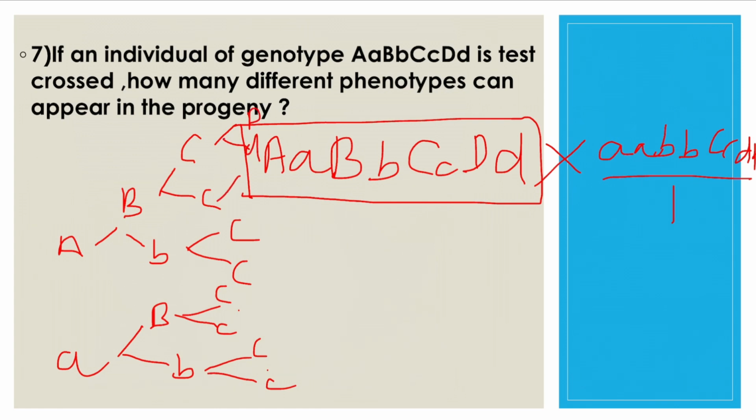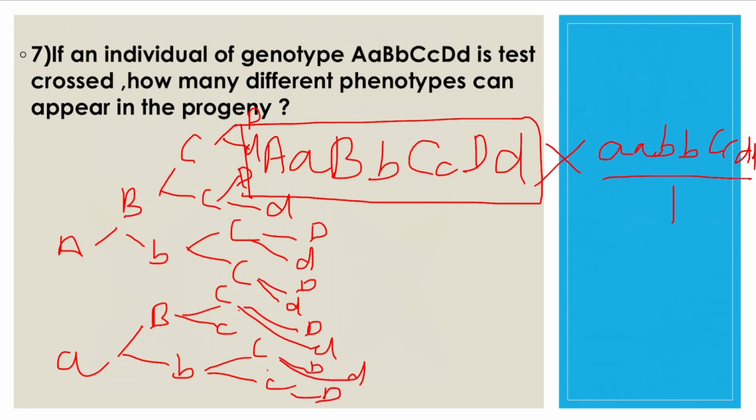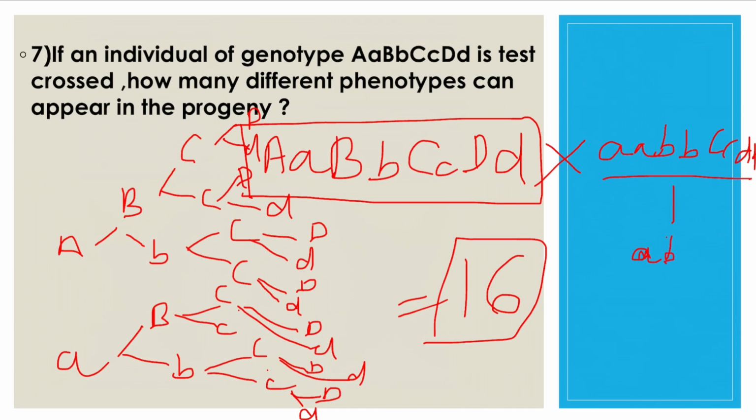D, D, D, D, D. You have to multiply all the alleles with every allele. D, D, D, D, D, D. You will find 16 types of gametes. When you multiply 16 with one type of gamete, that is, this will form only one type of gamete, that is AaBbCd, you will form 16 combinations, 16 types of phenotypes.